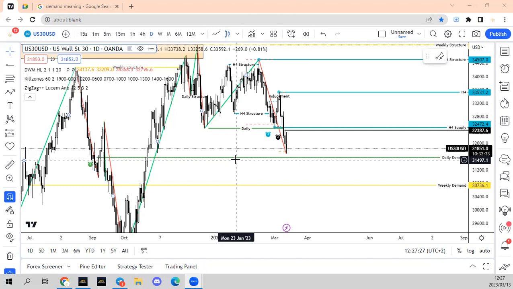As you can see, the chart you are seeing is actually not Nasdaq, sorry, it's US30. I love this pair.